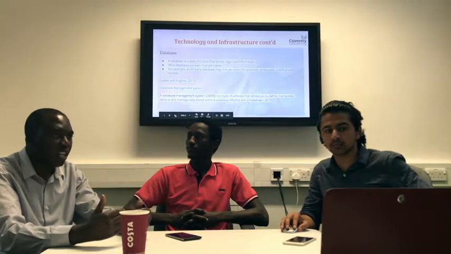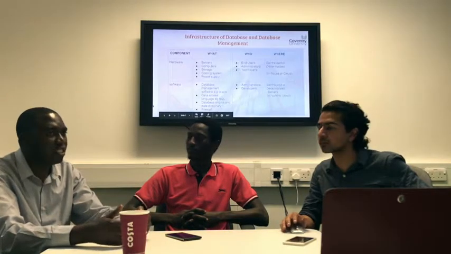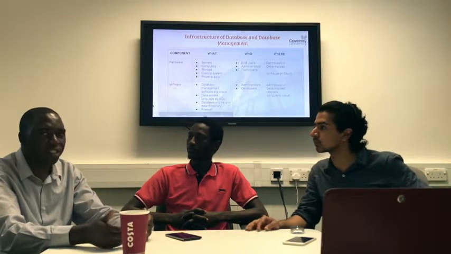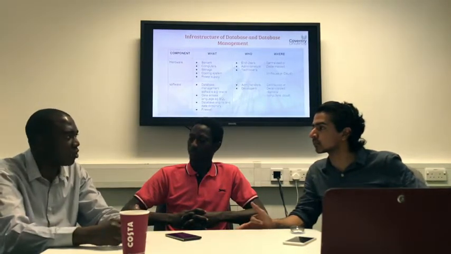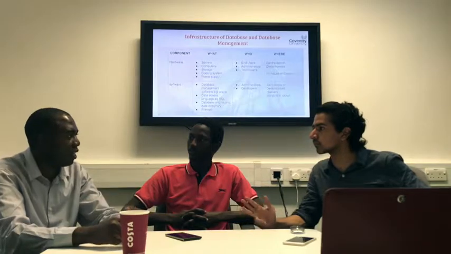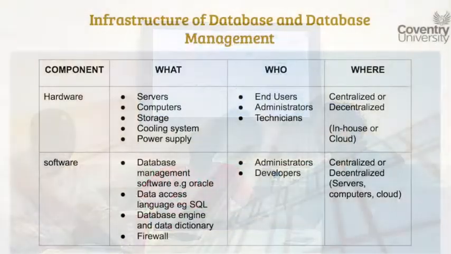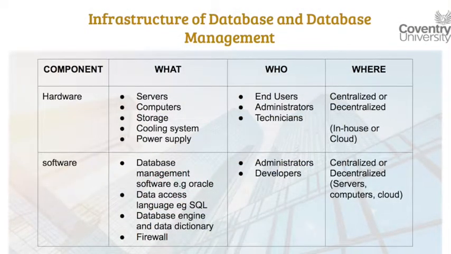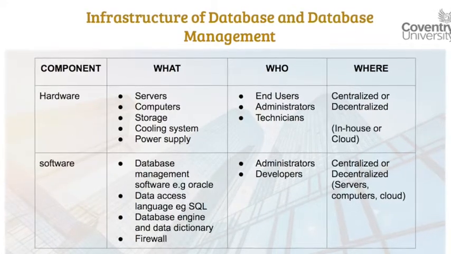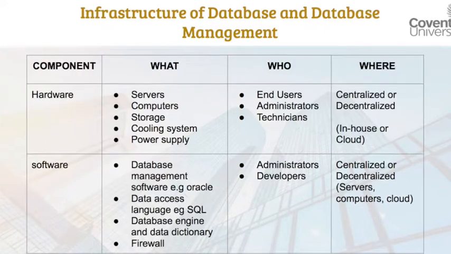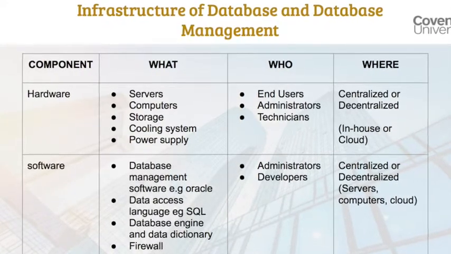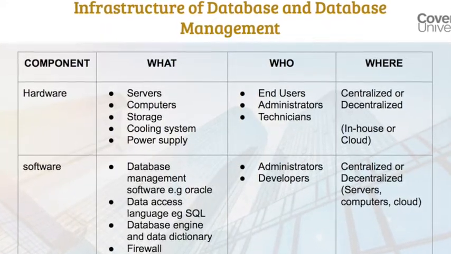So for this technology to work, it needs infrastructure. And infrastructure has four components, which are hardware, software, network, and data. So for the database and database management system, the hardware are the servers, computers, storage, cooling system, and power supply. This can be centralized or decentralized. They can be in-house or cloud.